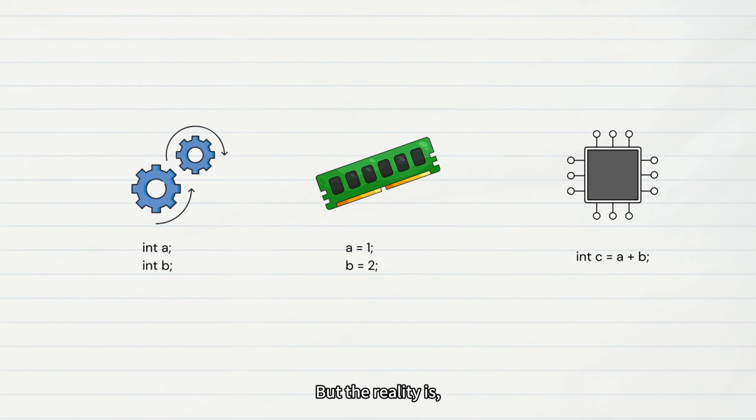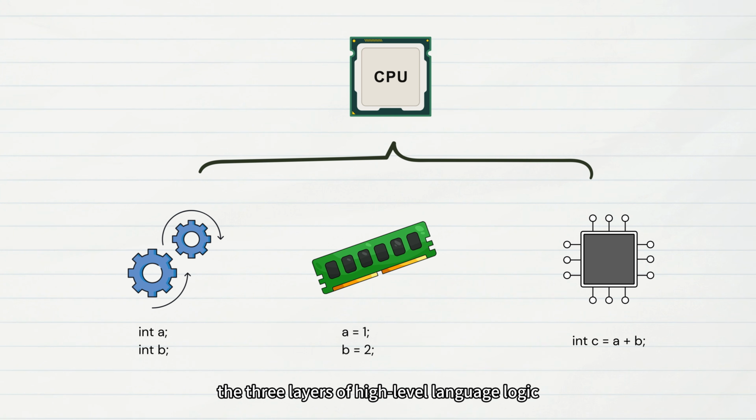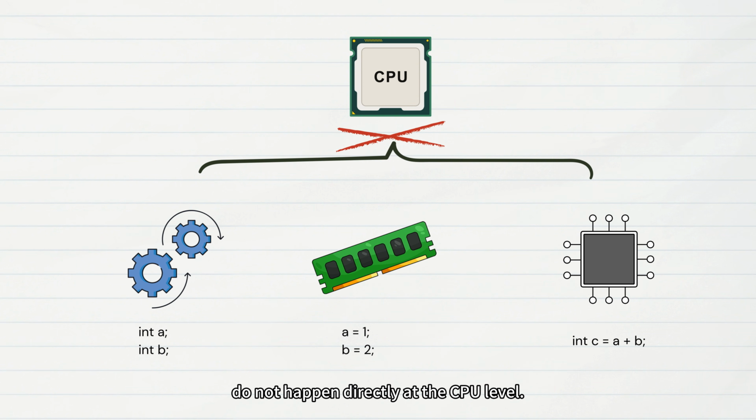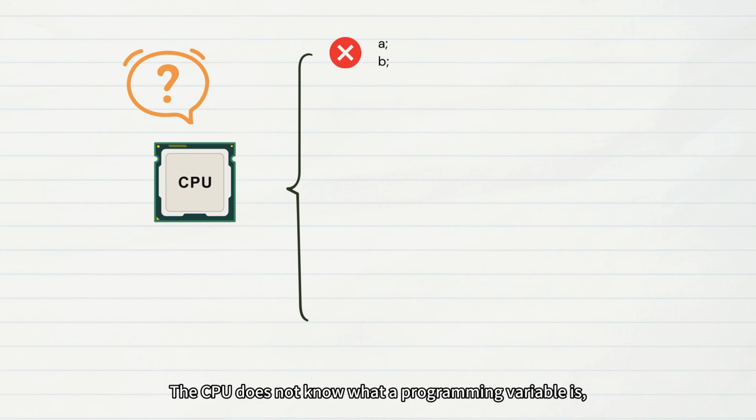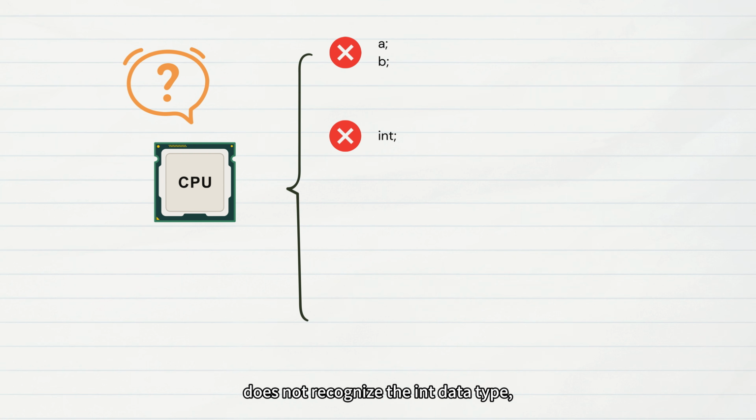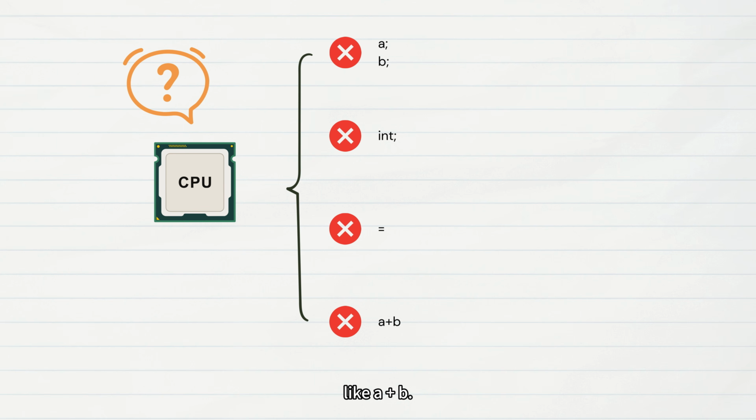But the reality is, from the hardware's low-level perspective, the three layers of high-level language logic we understand do not happen directly at the CPU level. The CPU does not know what a programming variable is, does not recognize the int data type, cannot understand the assignment equals sign in the code, and cannot directly parse a mathematical addition expression like a plus b. Strictly speaking, the CPU never directly runs the high-level language code we write.